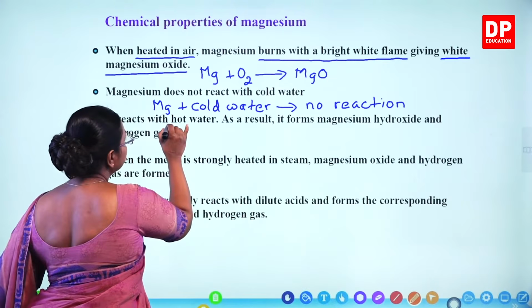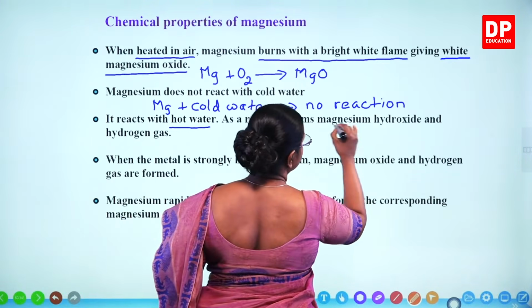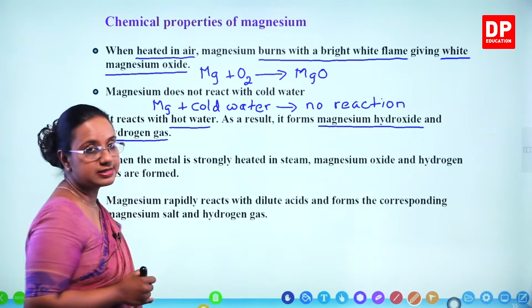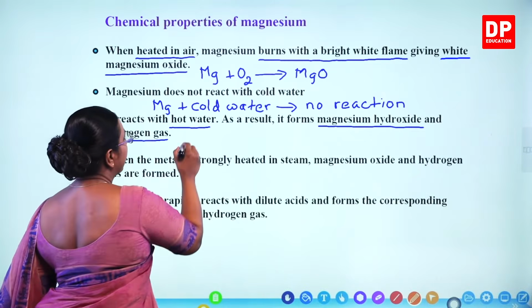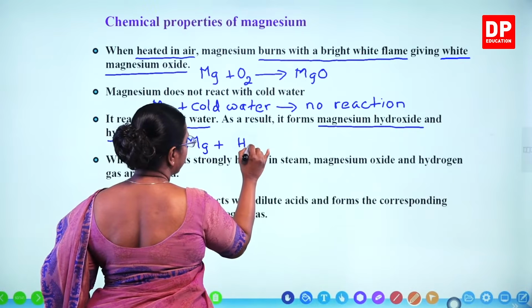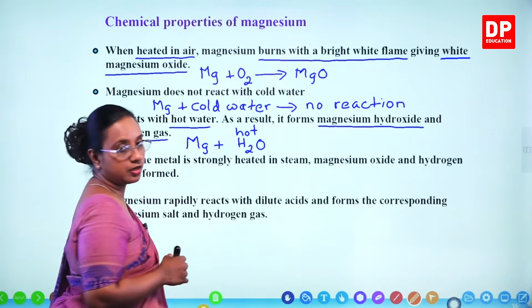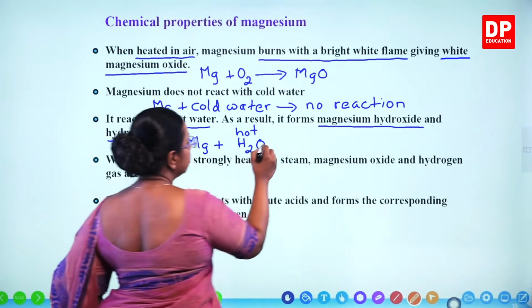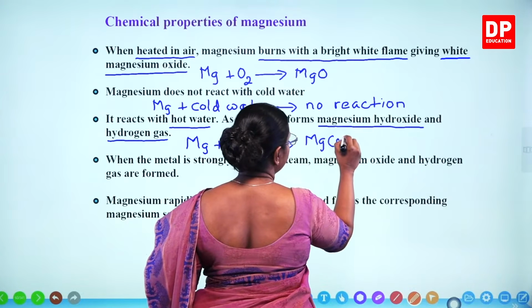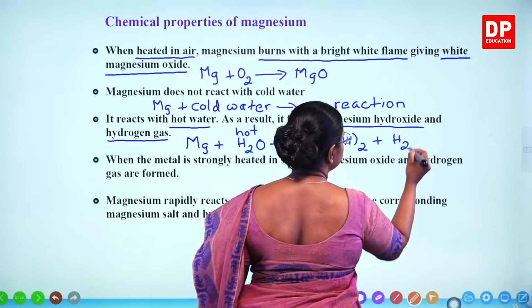But it reacts with hot water. And during that reaction, magnesium hydroxide and hydrogen gas are formed. So magnesium reacts with water, but here you have to mention it's hot water. And this produces magnesium hydroxide and hydrogen gas.